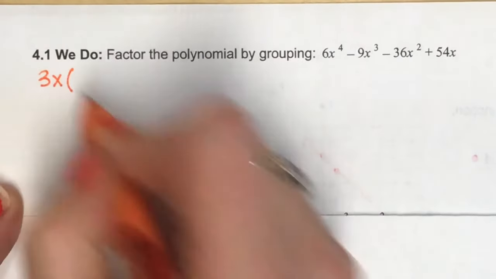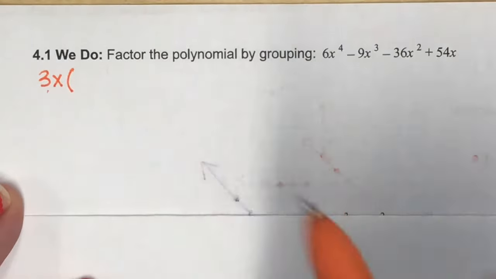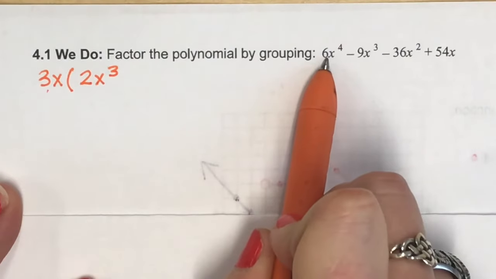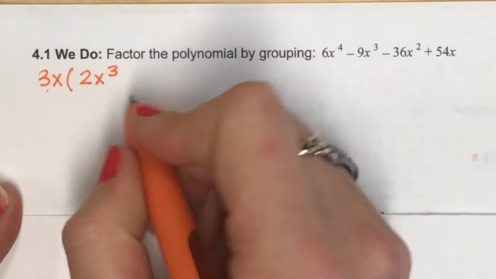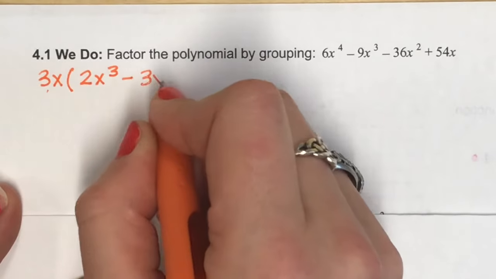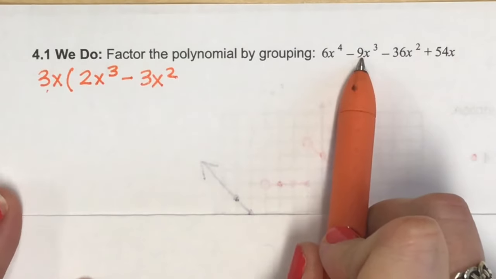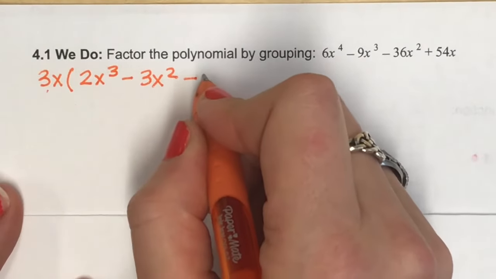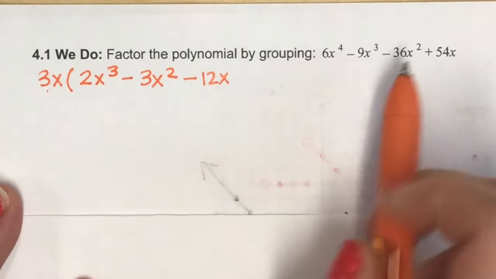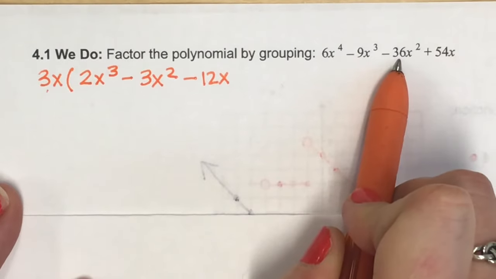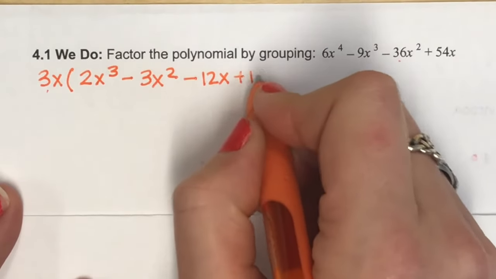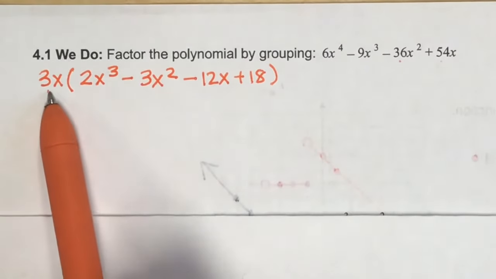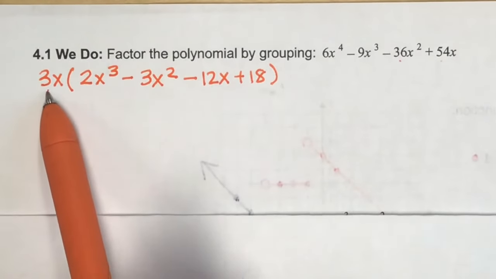So if I take out a 3x, 3x times a 2x cubed gives me 6x to the 4th. 3x times a negative 3x squared gives me negative 9x cubed. 3x times a negative 12x gives me this term, and then 3x times a positive 18 will give me a 54x. So now I've already taken out one greatest common factor. That's going to make my life way easier.